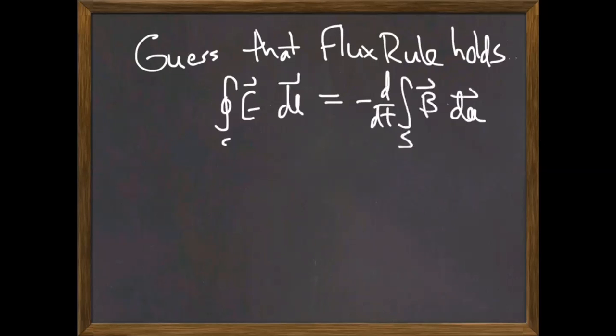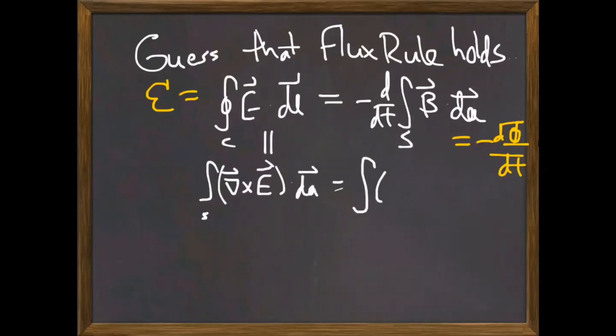So how are we going to derive Faraday's law? I'm going to guess that the flux rule, the EMF, is equal to minus d flux dt. This is EMF, and this is minus d flux dt. I'm going to assume that this holds even if it's not a magnetostatic problem anymore. I'm going to assume that this is still true.